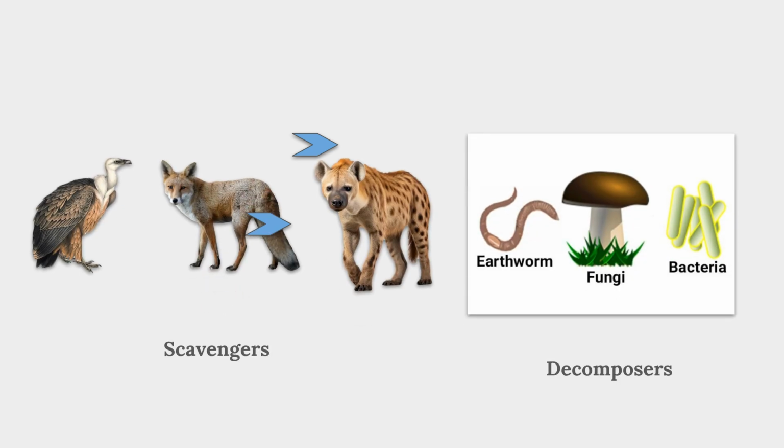Scavengers and decomposers feed on dead plants and animals, and release the nutrients trapped inside the body into the soil. Plants absorb these nutrients. This helps them to grow and manufacture their own food. Plants use carbon dioxide released by animals in the manufacture of food. In turn, plants release oxygen, which is an important gas for the survival of human beings and all other animals on the earth.